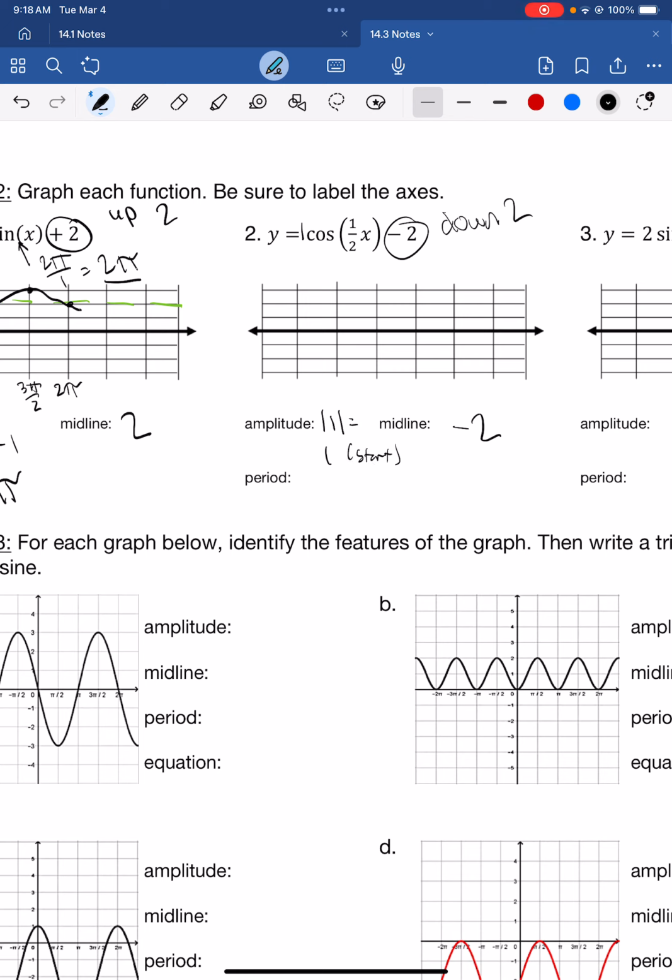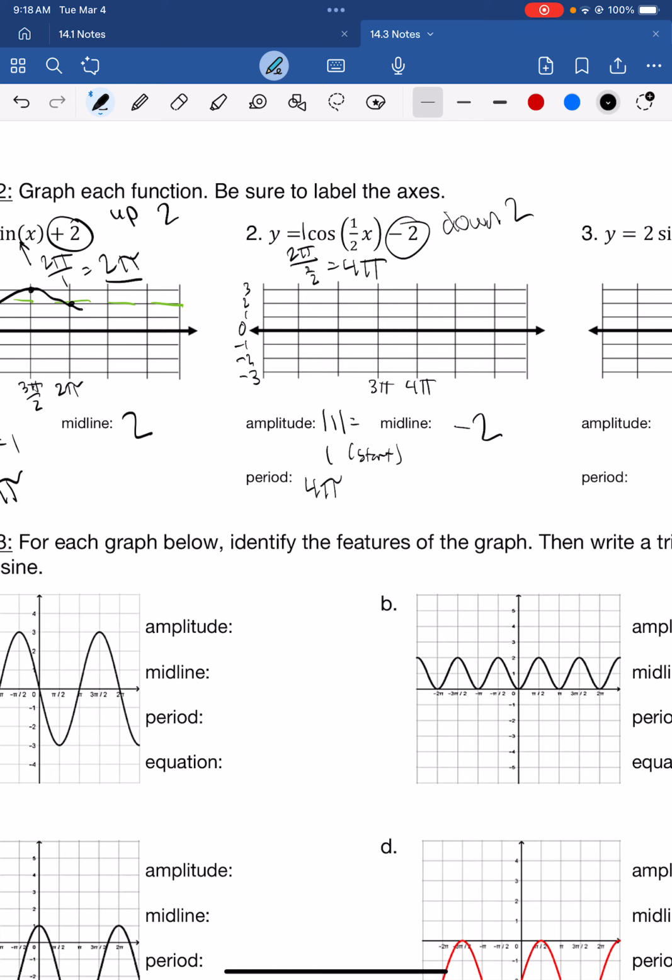And then for our period, the way that we're going to do our period is we do 2 pi over our b value, which in this case is 1/2. 2 divided by 1/2 is going to give us 4 pi. So it'll take 4 pi to do 1 full rotation. We can label this here -2, -3. The fourth line will be 4 pi. So this is kind of easy here. Then this is going to be 3 pi, 2 pi, and just pi there.